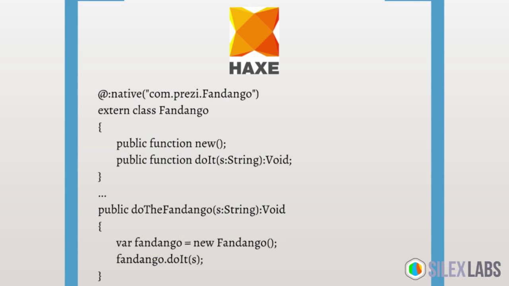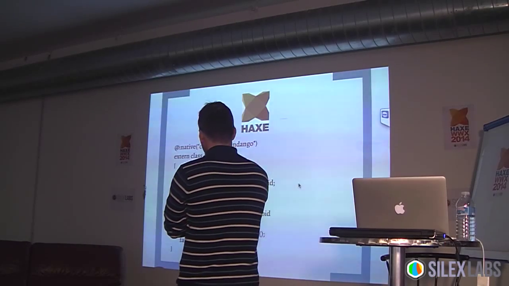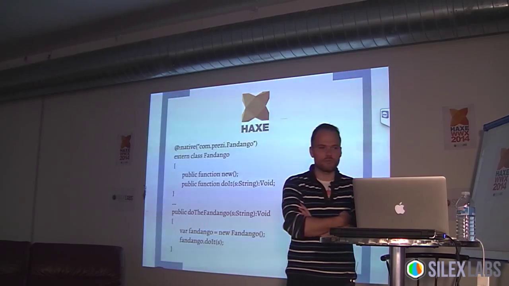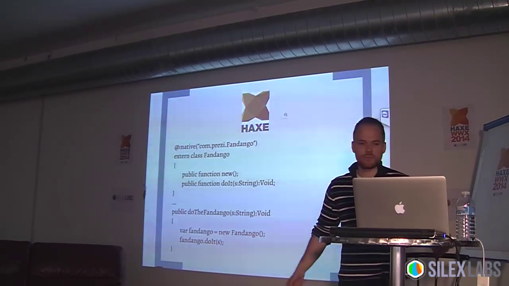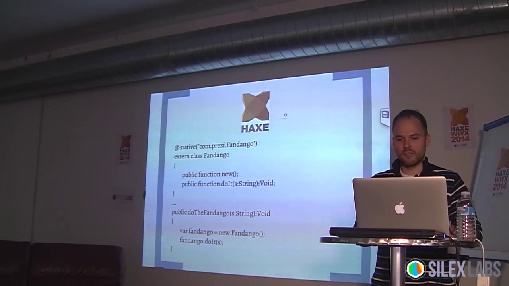And of course, Haxe has the same feature, so we can just define an extern class Fandango with all our types, and then use it in a typed way, which is, I think, really cool. You can even rebind to a different name, just like you presented yesterday.